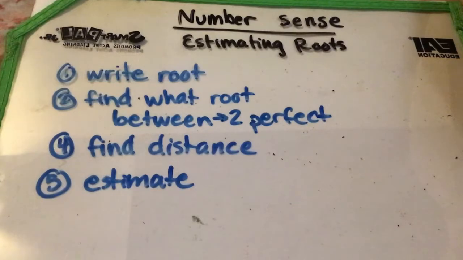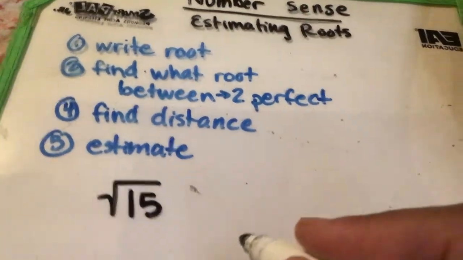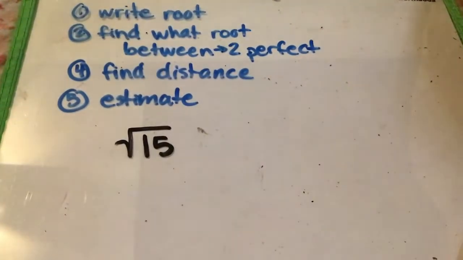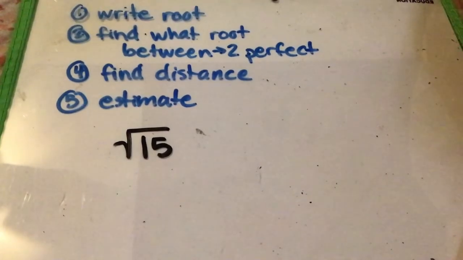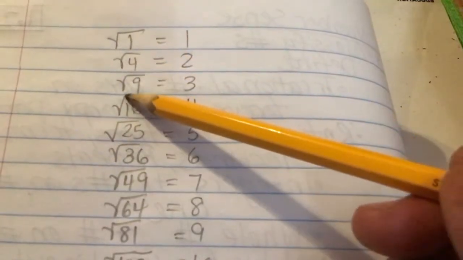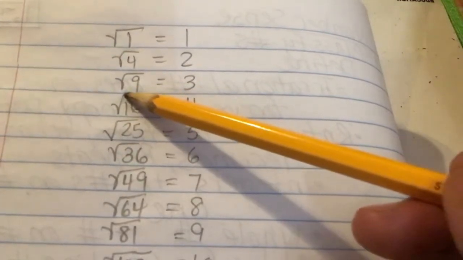All right, so the first example I'm going to give you, I'm going to say the square root of 15. Now the whole point of today is to deal with things that are not perfect squares. Square root of 15 is definitely not going to be perfect. So I'm going to get my list from our previous lesson and find out where the square root of 15 is. It should be somewhere in between the square root of 9 and the square root of 16.